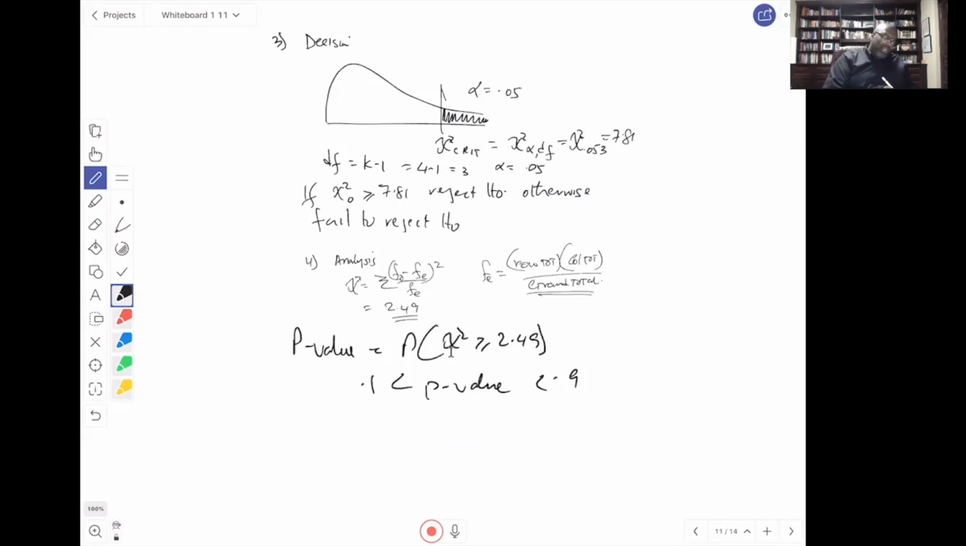So as you can see, that is going to be greater than alpha. And of course, our 2.49 is not greater than 7.81. So we will fail to reject the null hypothesis.